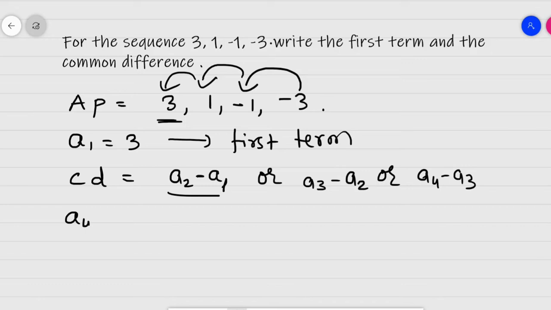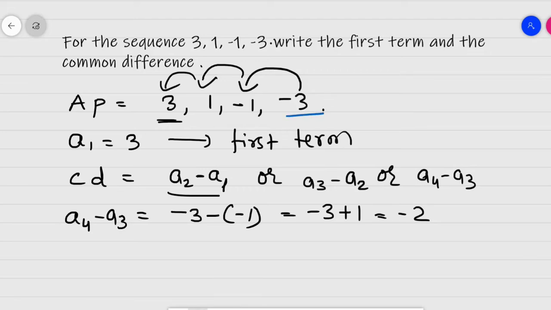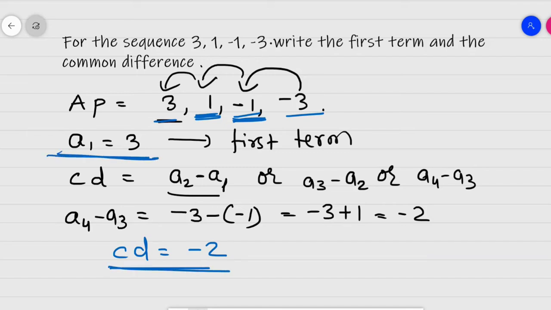Let us see how much is A4 minus A3. Your A4 minus A3 is minus 3 minus of minus 1. That will give you minus 3 plus 1, that is equal to minus 2. This is your fourth term, this is your third term. Suppose you are going for A3 minus A2, minus 1 minus 1, so minus 2. Again A2 minus A1, 1 minus 3 is minus 2. So here your common difference is nothing but minus 2. And your first term is 3.